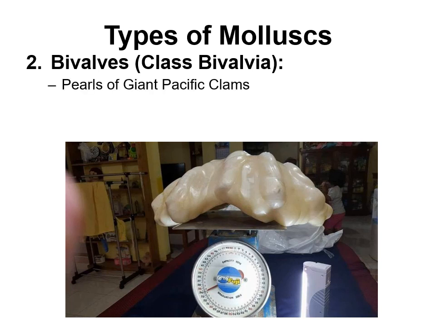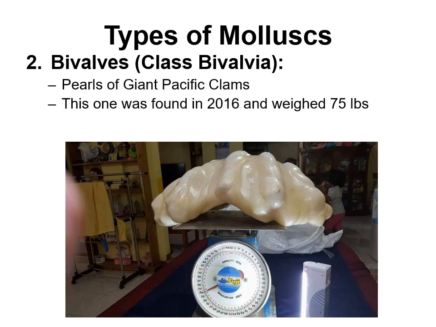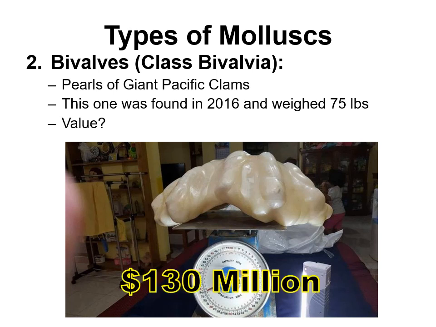But this one was massive, right? So this one went to the market in 2016, and it weighed 75 pounds. It was by far the biggest pearl ever found. I think the biggest one up to that was maybe 20 pounds. So this one was huge, right? So think for a second about what the value of that thing might have been. And what it was valued at was $130 million, right? So just stupid amounts of money.